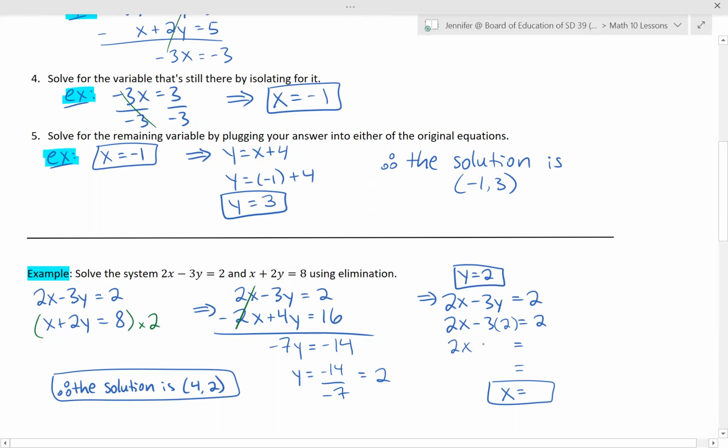This would give us 2x minus 6 equals 2. So this gives us 2x equals 8, because we would add 6 to both sides. So that gives us a final answer of x equals 4. So therefore, the solution is the point 4, 2, and you could always check this by graphing.